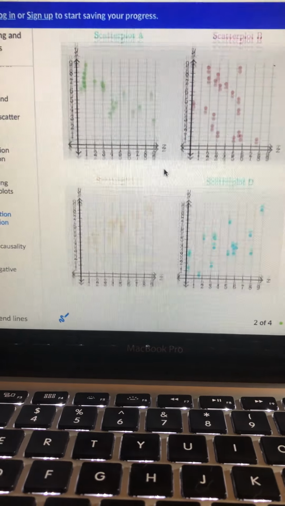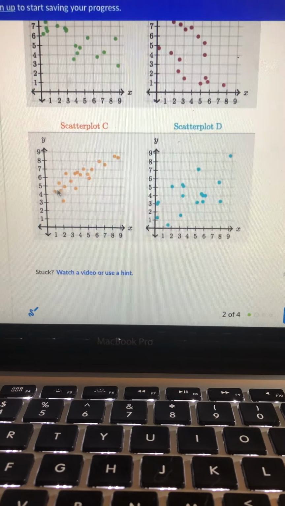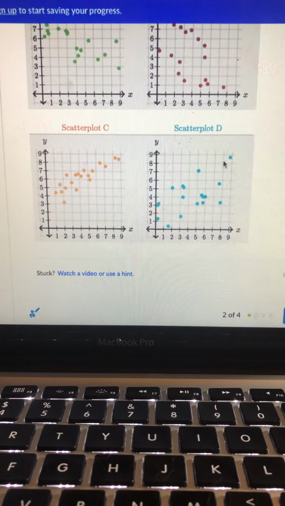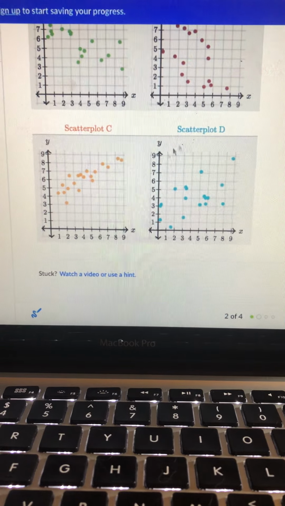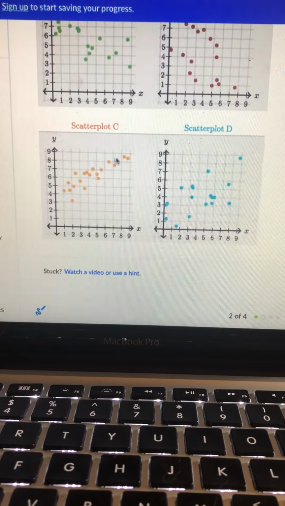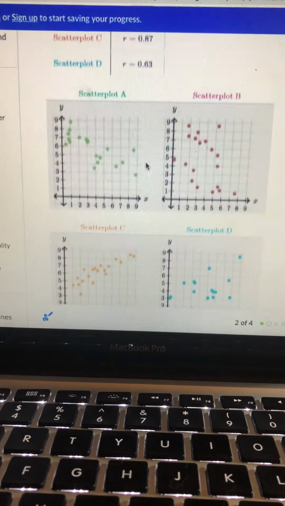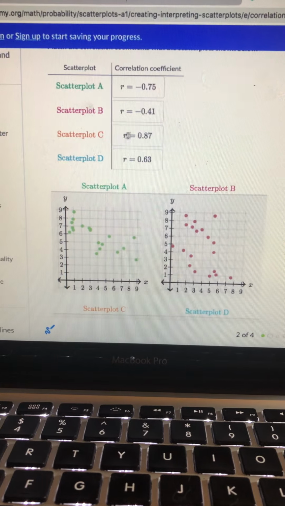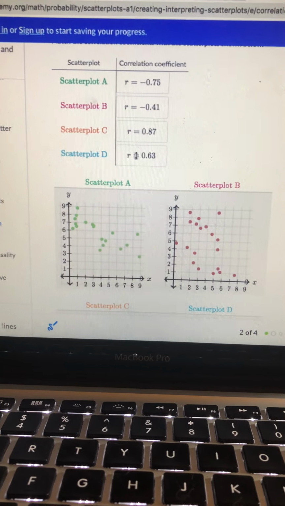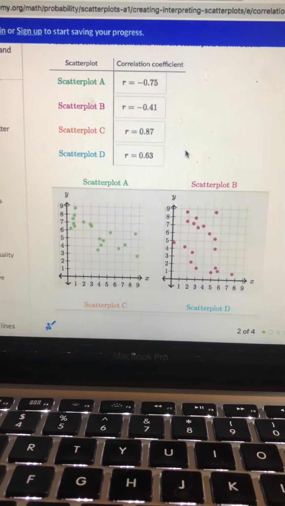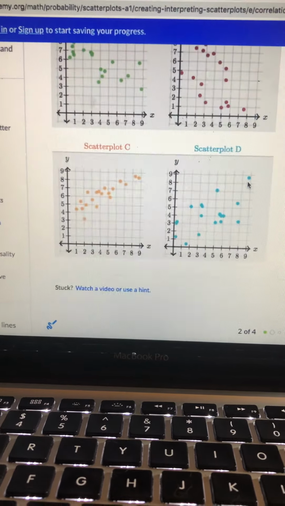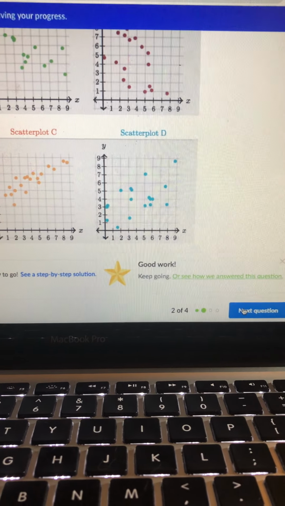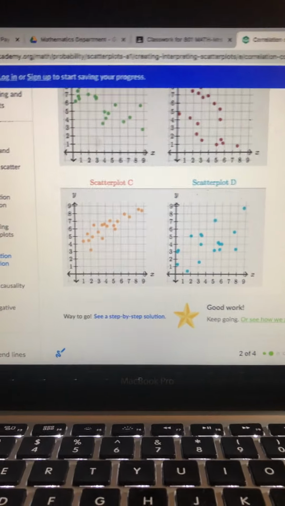Let's go down to C and D. C and D are both showing a positive correlation. D is weaker than C because the data is more spread out. So C's correlation coefficient would be closer to +1. Let's see. Yeah, that looks right. C is 0.87 right now and D is 0.63. Let's see if we're correct. You scroll down and you click check, and then it tells you if you got it right, and you can move on to the next question.